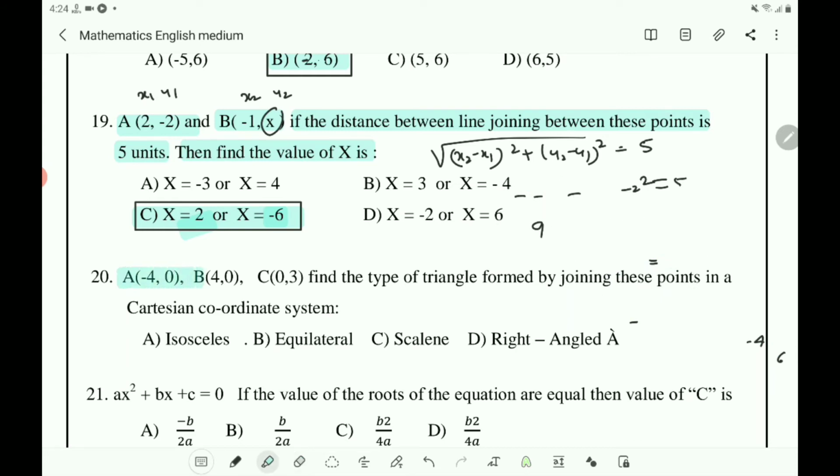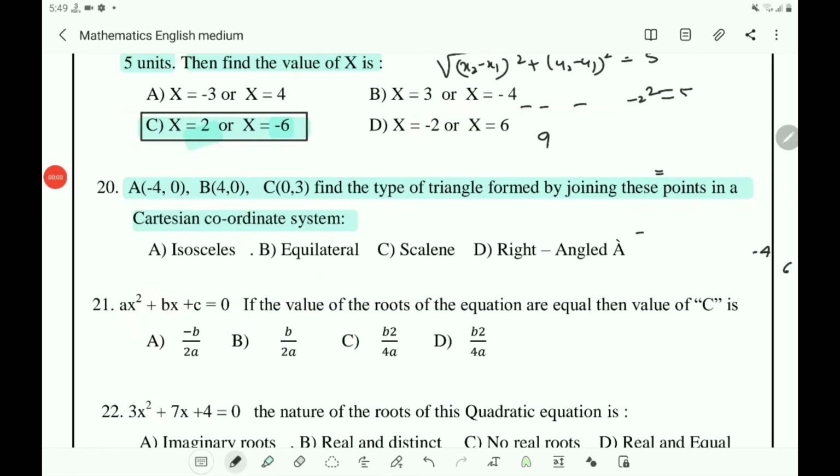A (-4, 0), B (4, 0), C (0, 3). Find the type of triangle formed by joining these points in the Cartesian coordinate system. To verify the type of triangle formed, find AB, BC and AC, the sides of the triangle.